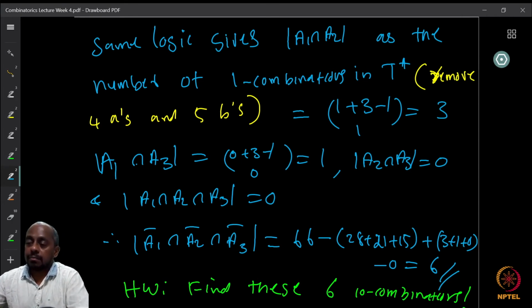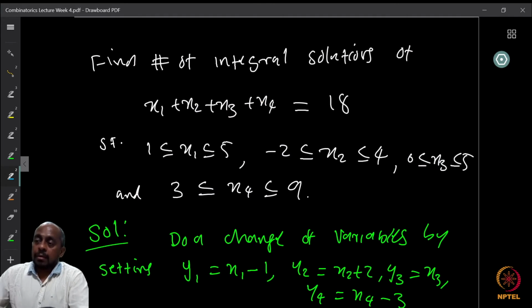Okay, now one more question, and then we will look at something else. So here what we want to do is to find the number of integral solutions of the equation x1 plus x2 plus x3 plus x4 is equal to 18. But instead of the earlier conditions, where xi's are greater than or equal to 0 or xi's are greater than or equal to 1, both of which we solved.